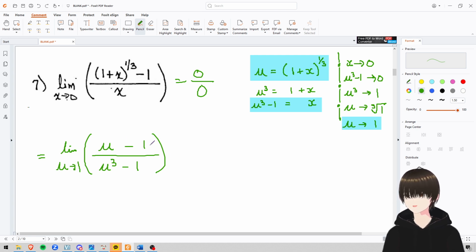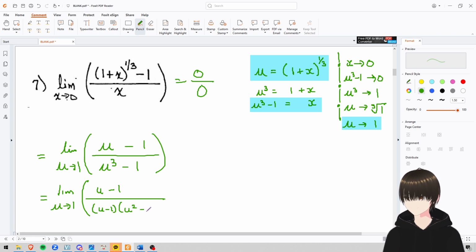Now we have u minus 1 and a difference of cubes. So here it is. Here's a question that does both substitution and difference of cubes. This would be the same as u minus 1 over u minus 1 times u squared plus u plus 1.